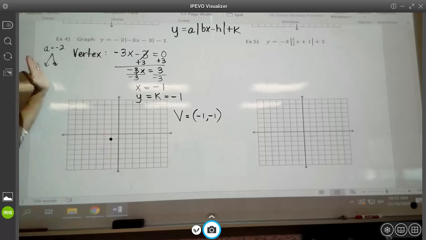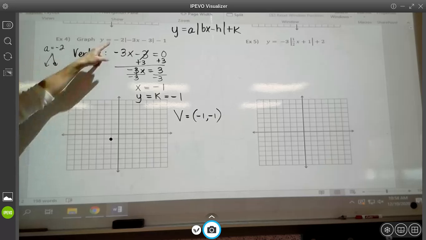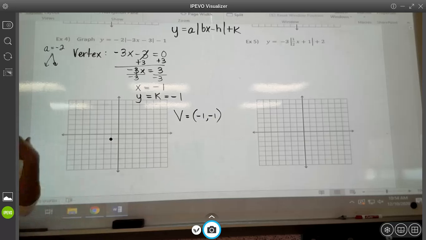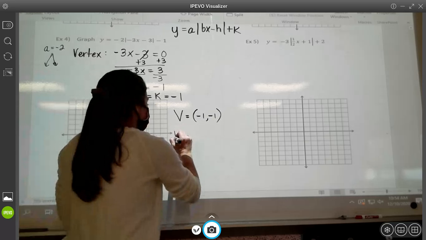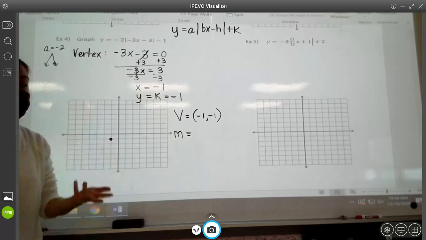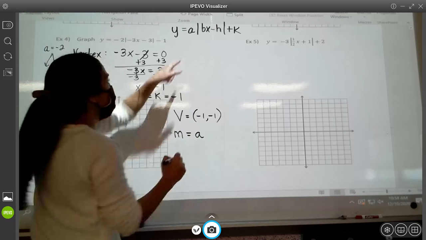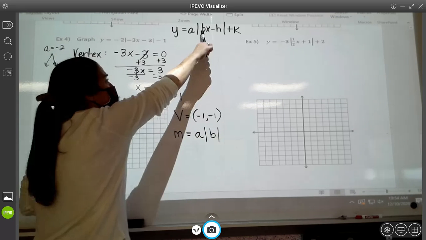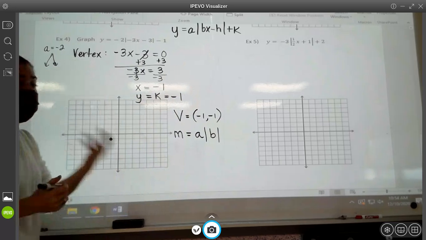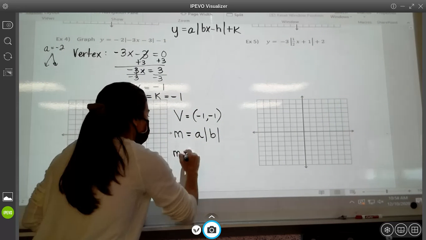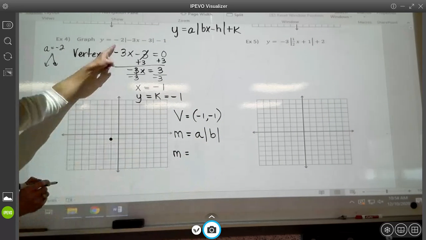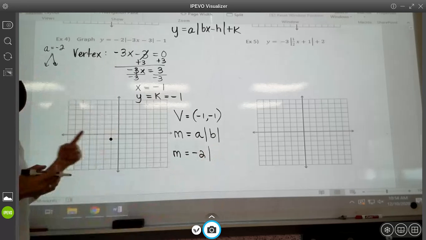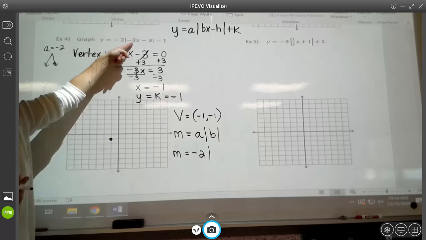Okay, we already established that this V is going to go down because the number in front was negative. So I already know my V will go down. To get to those other points, we need to use our slope. So we said yesterday that the slope of your V is always equal to A, the number they put in front of the bars, times the absolute value of B, the number they put in front of X inside the bars. So let's figure out what our slope is here. Our slope will be equal to A, which in this problem is -2, times the absolute value of B, which in this problem is the number in front of X inside the bars, -3.